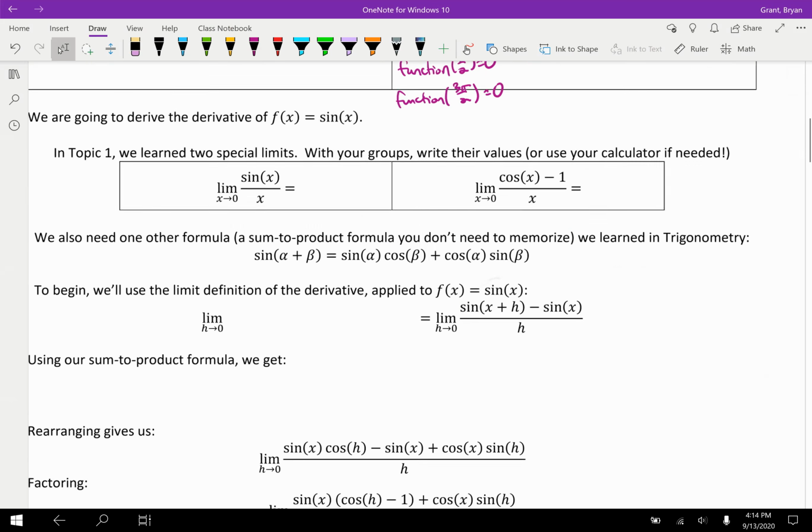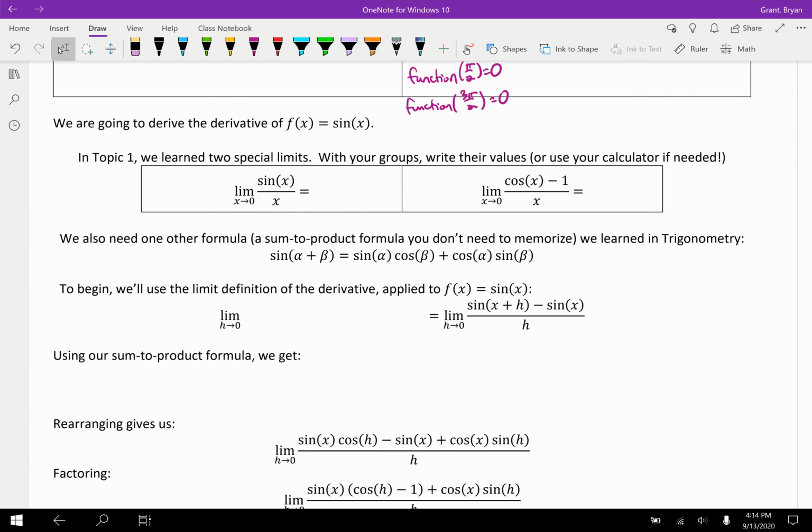Now, what we're actually going to go through, though, is how to derive the derivative, right, of sine of x. Well, we're going to need a couple extra limits to help us out. In topic 1, when we first covered the squeeze theorem, we learned 2 special limits. And although technically I think teachers would say you need to memorize them, you don't need to memorize these. In our 4th topic, we're going to learn a rule called L'Hopital's rule that's going to let us find these limits without having to memorize them.